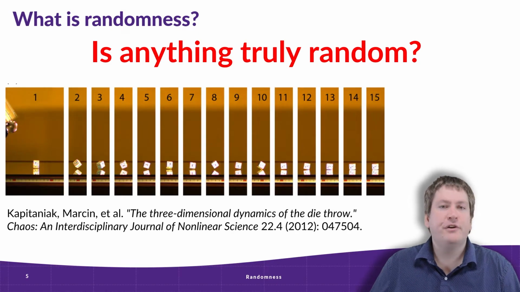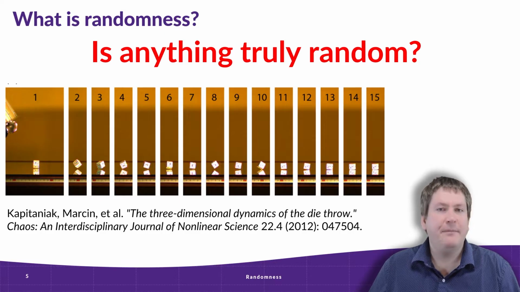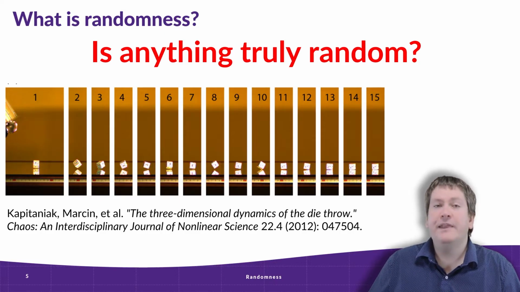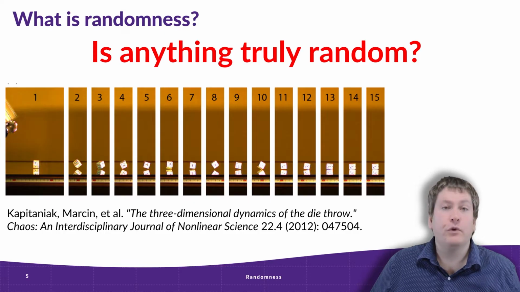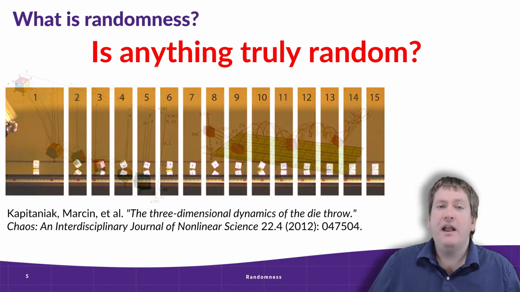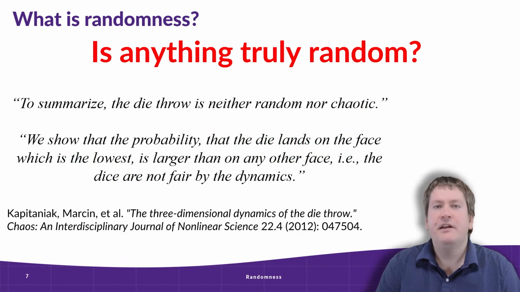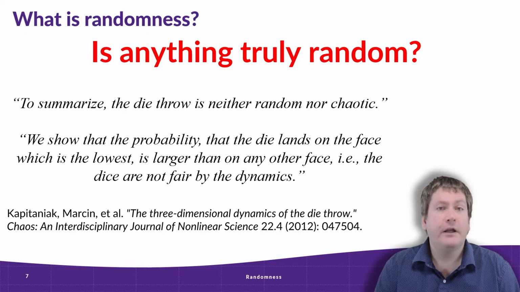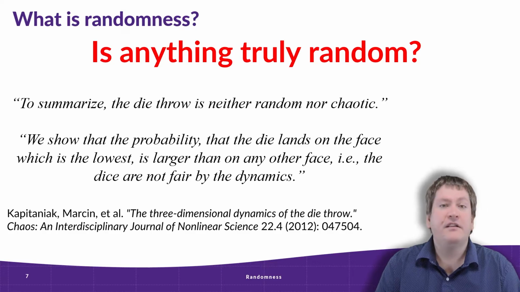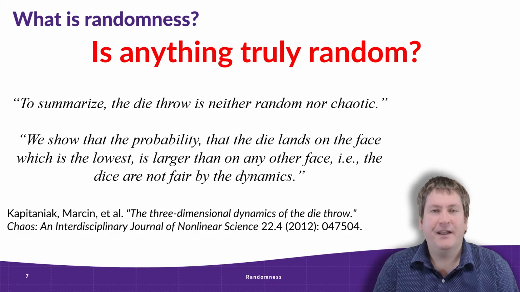Right now we can see a picture from a paper called The Three-Dimensional Dynamics of the Die Throw. What they did is they created a device to very controllably roll a dice over and over again, and they were able to model with high accuracy and be able to predict what that dice throw would be, as well as the probability of it landing on each side. Their summary was, to summarize, the die throw is neither random nor chaotic. We show that the probability that a die lands on the face, which is the lowest, is larger than any other face. That is, dice are not fair by their dynamics.